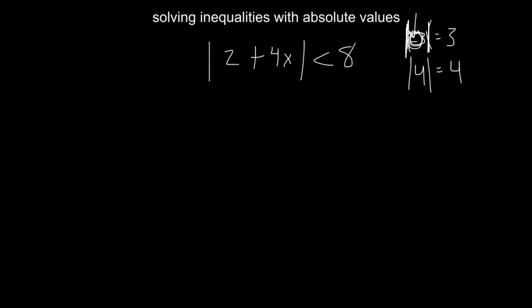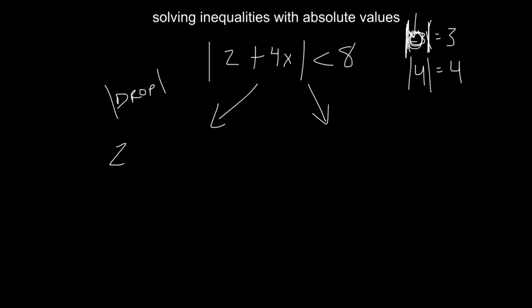There's two things. You're going to split it and work it in two different equations. Okay? You work it one time as if you drop the absolute values like they don't exist.